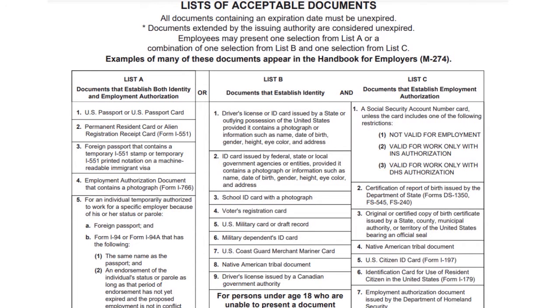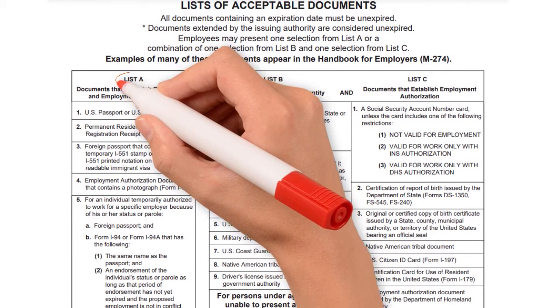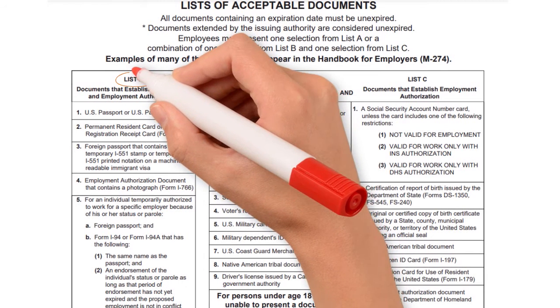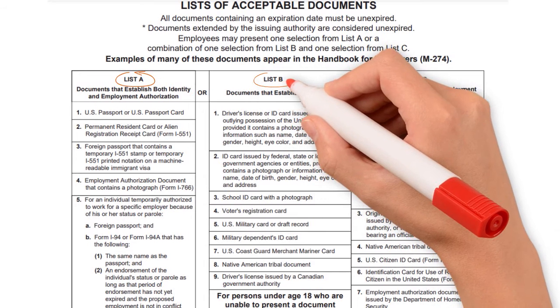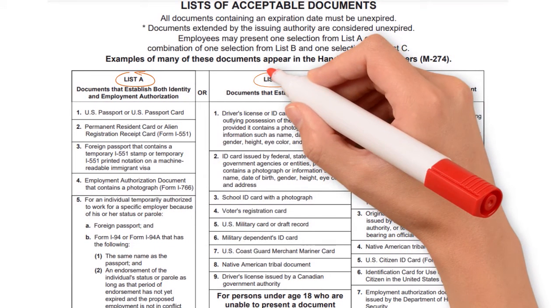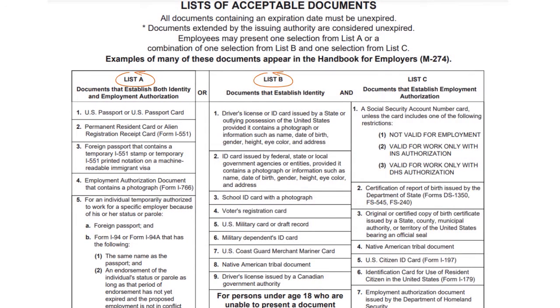List A, you have a passport, you have a green card, you have an employment authorization document that contains a photograph from the IRS, of course. And so that's for list A. You can see on the screen. And list B, you also have a list of documents that really fall into list B, and you have what you have here for list C. But for list B and list C, you got to have one of those. But for list A, only one document is sufficient.